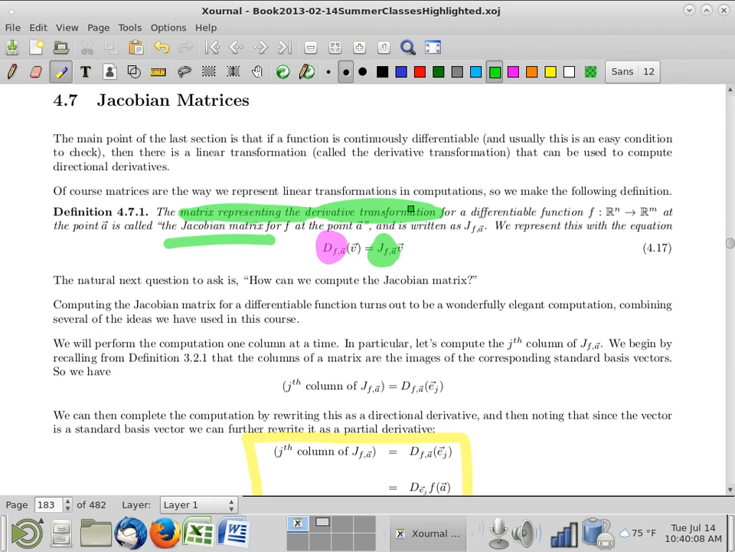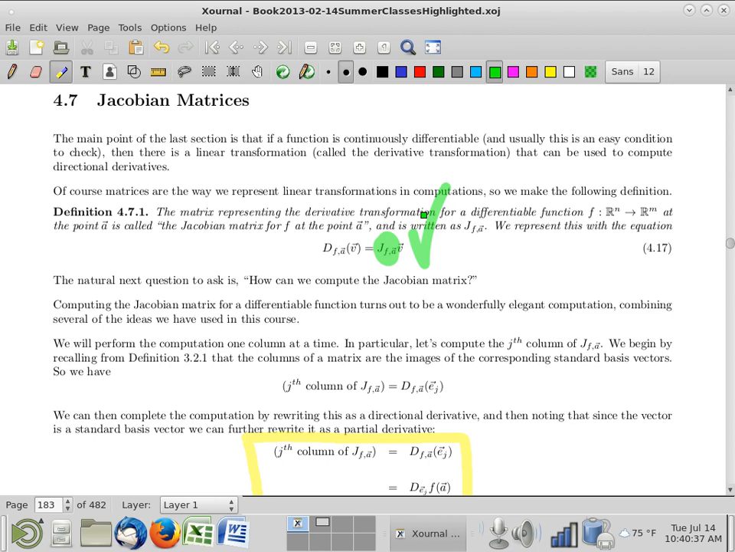So capital J. Then as a subscript, you indicate what function you are writing down the derivative matrix for, and at what point you are evaluating that derivative matrix. Of course, this is the convenient way to talk about linear transformations. Linear transformations are functions. It takes notation to write them down. It's just really easy to represent linear transformations with a matrix.